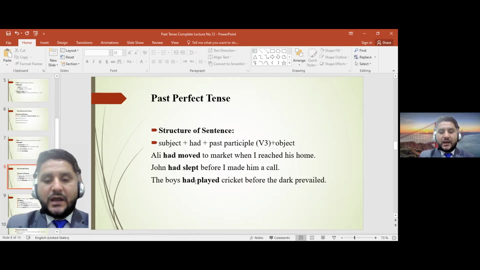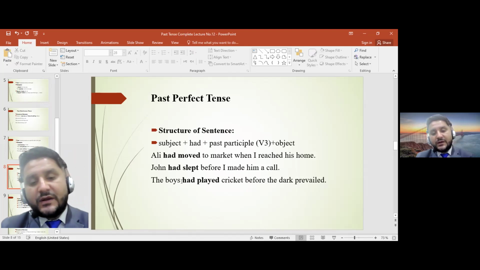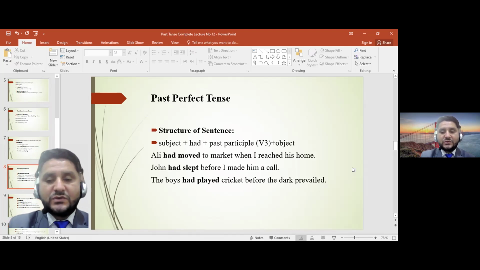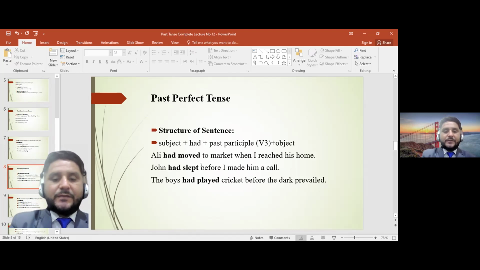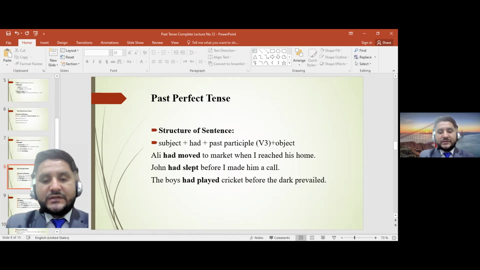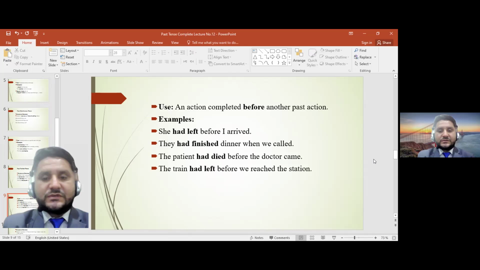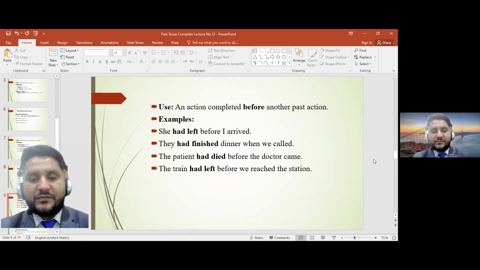So the boys had played cricket before the dark prevailed. So before the dark prevailed, the boys had played cricket. So this past perfect is used before another action in the past. That's why we have used it in two clauses. In all these clauses, after the conjunction, before, we use the second form. So this action was completed later. That's why we use the past perfect for the action that completed first. Further, it's used for an action, as we discussed before, before another action in the past. So that's the use of past perfect tense.